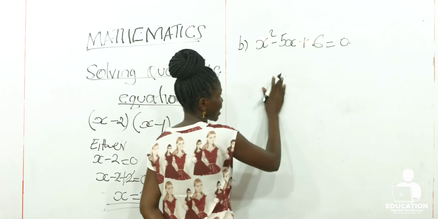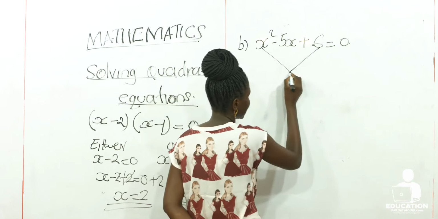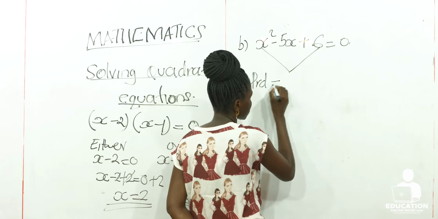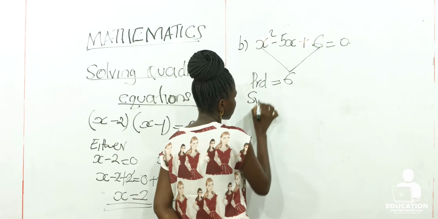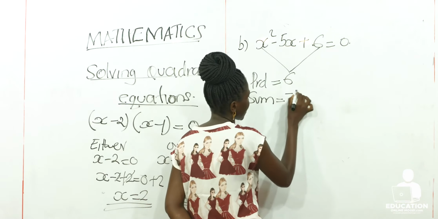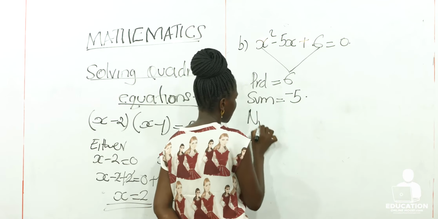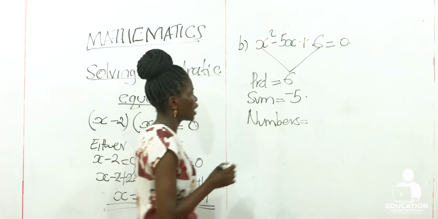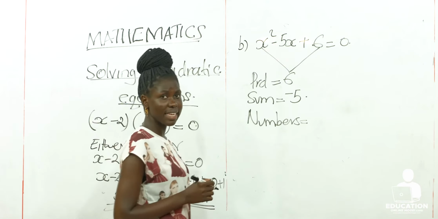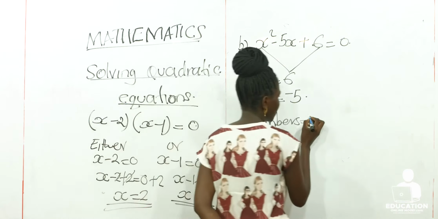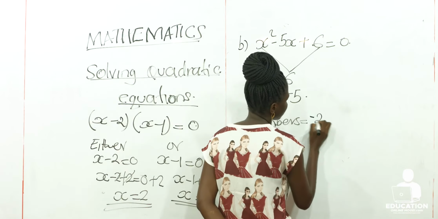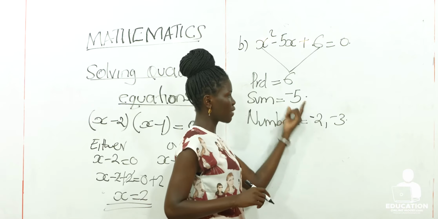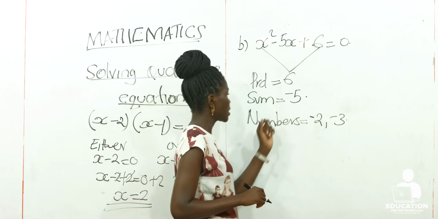So for this second case, we need to know what our product is. Our product, after multiplying, we shall have 1 times 6 to give us 6. And then our sum is going to be negative 5. The two numbers that we choose should give us a product of 6, and when we add, should give us negative 5. So we're going to have negative 2 and negative 3. When you add these two, you will get negative 5, and when you multiply them, you get positive 6.